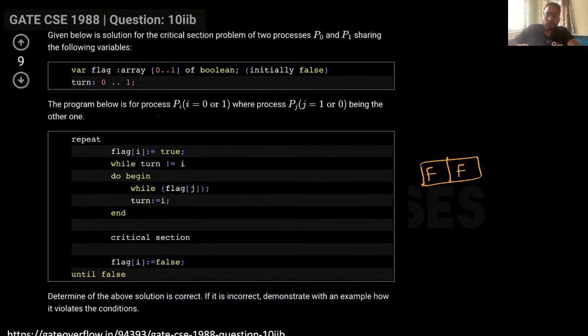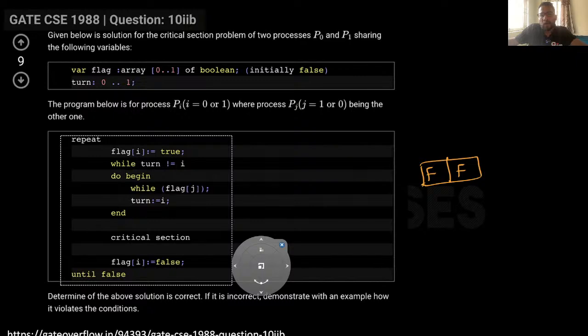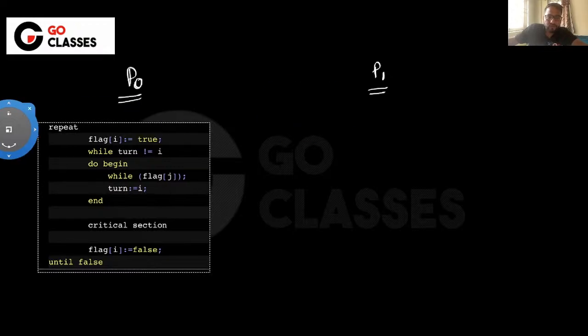The program below is for P0 and P1, right? Determine if the above solution is correct. If it is incorrect, let's check whether mutual exclusion and these other properties are satisfied or not. Since they have given this to us, they are saying that the program below is for a general process Pi. Now let me write a program for P0 and P1. So for P0, how will it look, and for P1, how will it look? For P0, instead of i I will be making it 0.